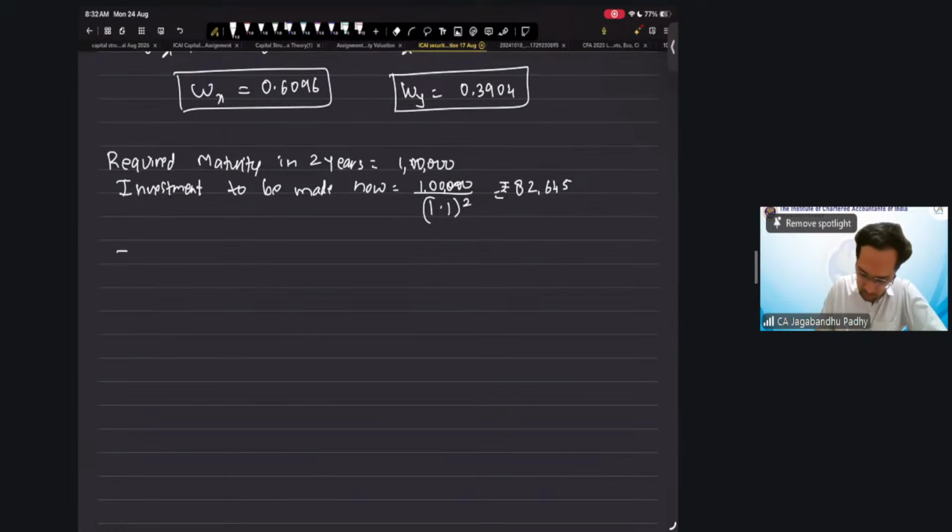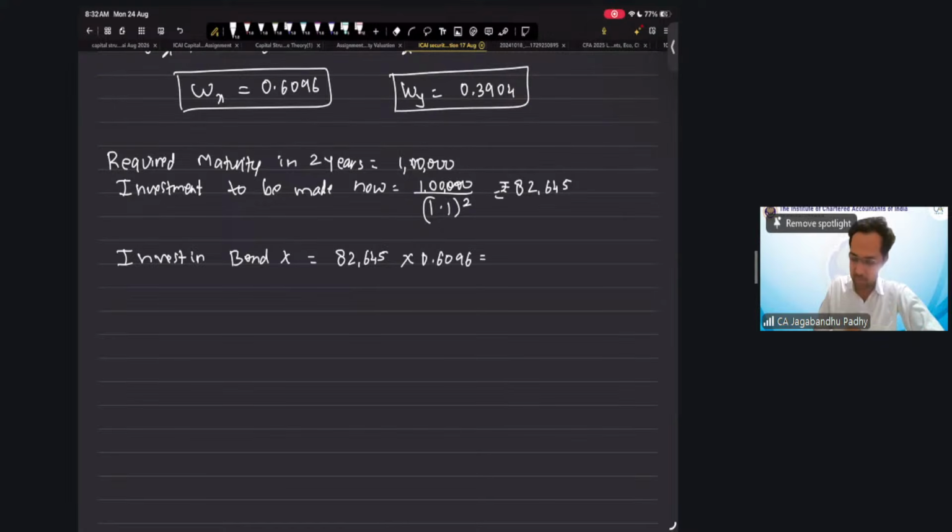Now, this we need to divide between X and Y. So investment in bond X will be 82,645 multiplied by 0.6096, and invest in bond Y. How much should we be investing in bond Y? That will be 82,645 into 0.3904.